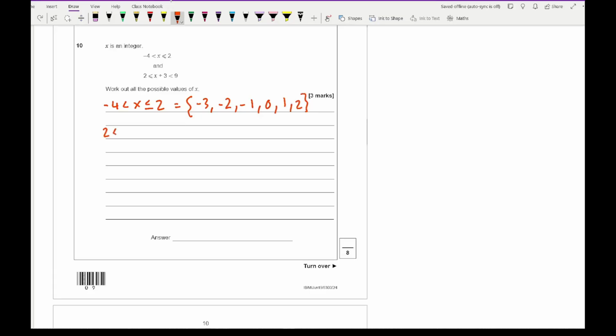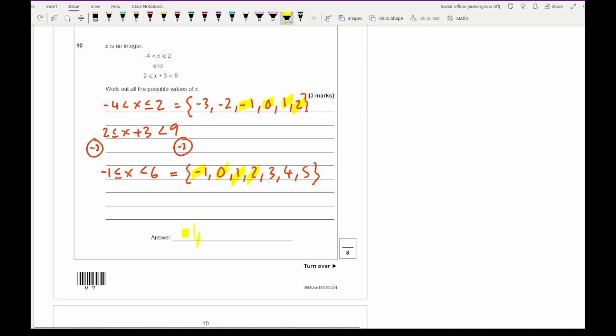Now for 2x plus 3 between 1 and 9, again what I want to do is make x by itself in the middle, so I need to subtract 3 from both sides. So what I end up with is minus 1 less than or equal to x, and less than 6. Now from this inequality, the possible numbers that x can equal are minus 1, 0, 1, 2, 3, 4 and 5. Now what I want to do is highlight the numbers that appear in both lists. So I've got minus 1 in both lists, I've got 0 in both lists, I've got 1 and 2.